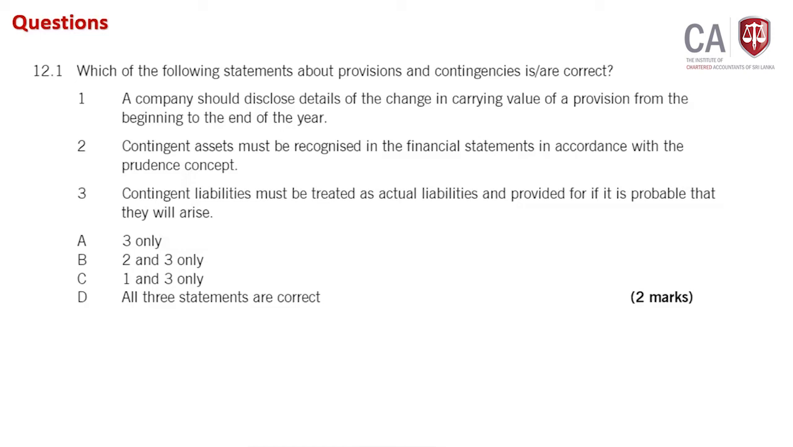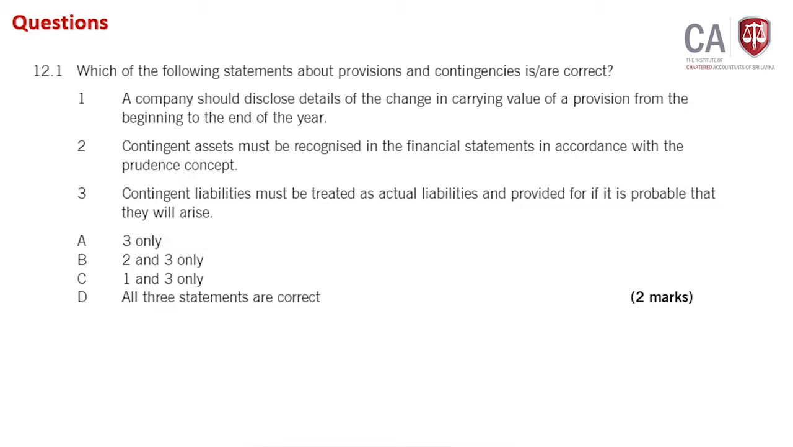Contingent liabilities must be treated as actual liabilities and provided for if it is probable that they will arise. The important word in this statement is what? Not anything other than probable. If the word is possible, the answer is wrong. Since the word there is probable, the answer is correct.